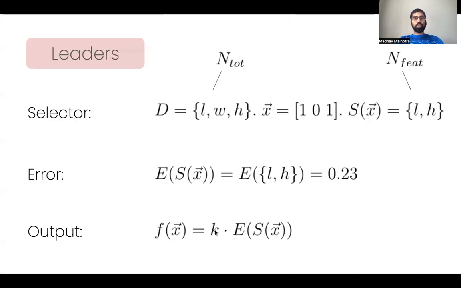Now, the issue with using this particular objective function, this particular function to minimize, is that we haven't given the algorithm any incentive to select only a few features. We've just said minimize the error. Okay, why not do that by selecting all the information?